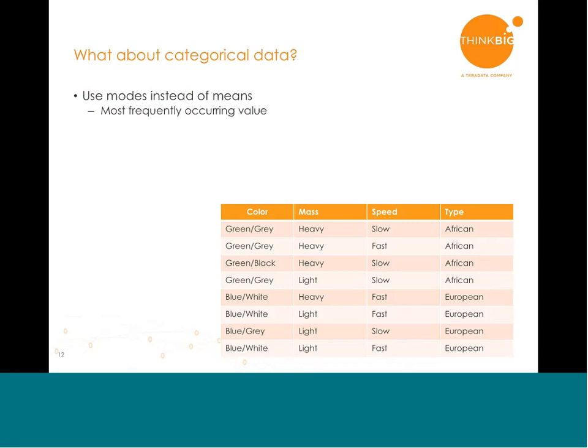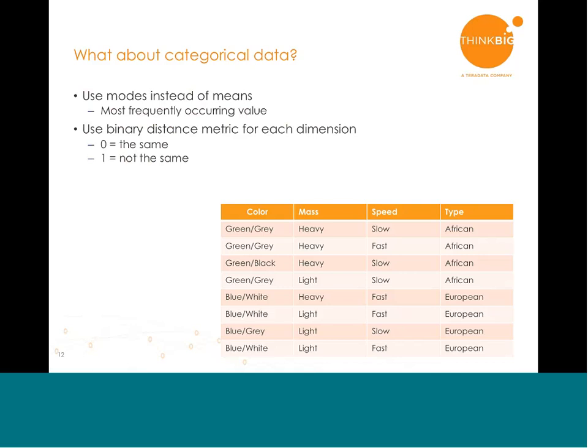Modes are the most frequently occurring value in a group. So if we look here at the top 4 different data points for African swallows, we see that the mode in color is green-gray. There are 3 values that are green-gray and only 1 that's green-black. In this way, we can work with categories and not need to assign numerical values.